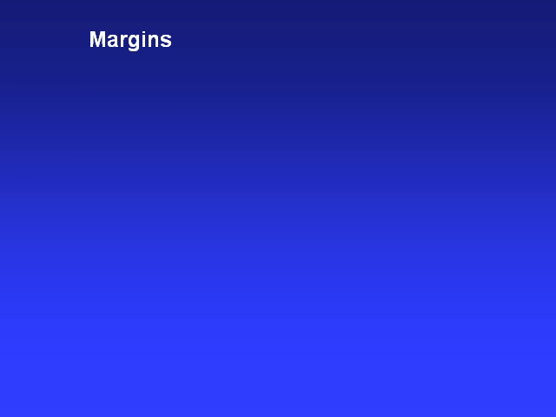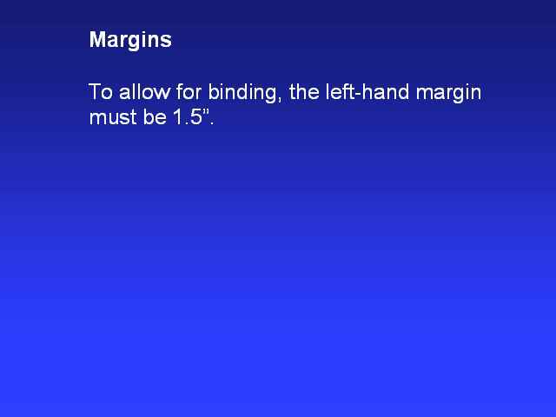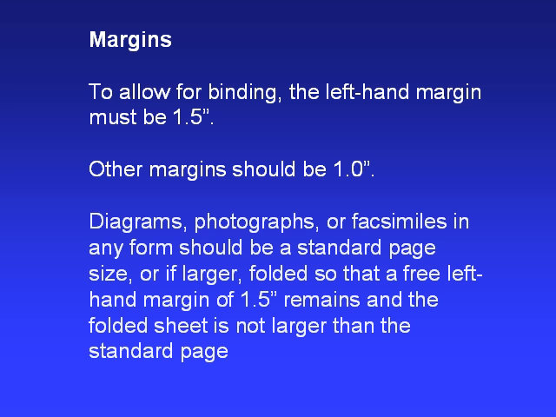Margins. To allow for binding, the left hand margin must be 1.5 inch. The other margins should be 1 inch. Diagrams, photographs or facsimiles in any form should be a standard page size, or if larger, folded, so that a free left hand margin of 1.5 inch remains and the folded sheet is not larger than the standard page.